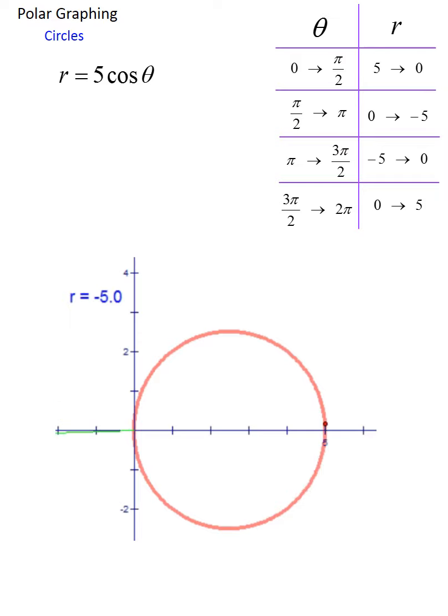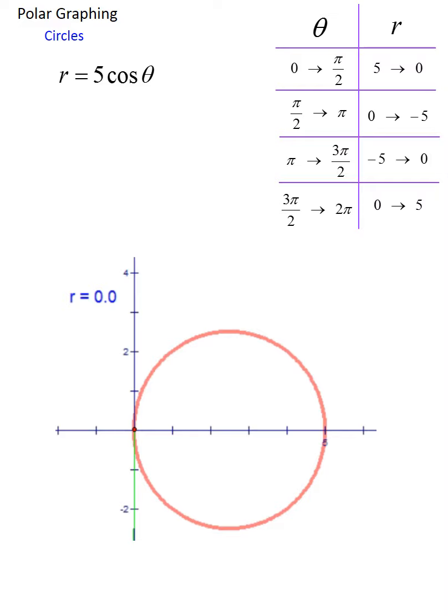Now, once we're done going through quadrant 2, it's time to go through quadrant 3. Something a little different happens here. Notice as theta sweeps through quadrant 3, the table indicates that r is going to go from negative 5 to 0. Well, here's r going from negative 5 to 0 as theta swept through quadrant 3. But that just traced over the same points we already had, adding no information to the graph, which is fine.